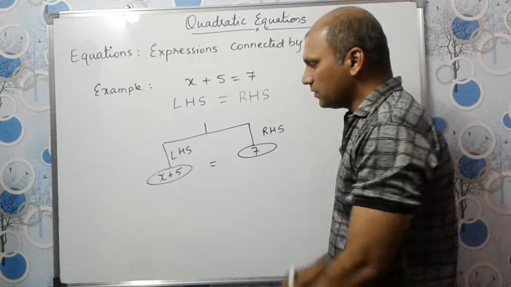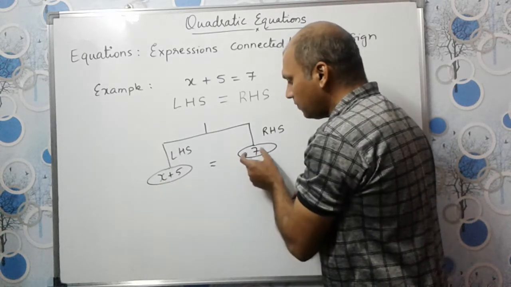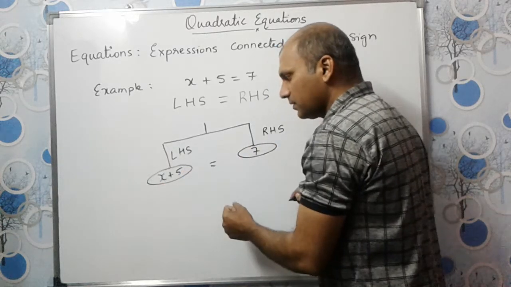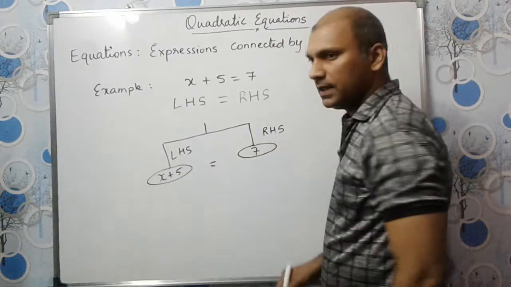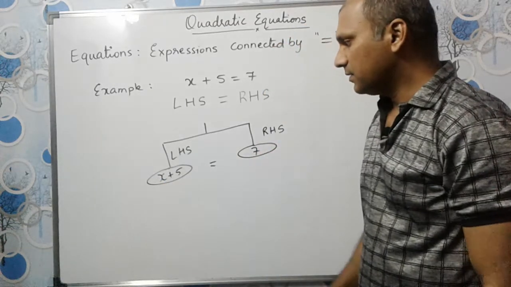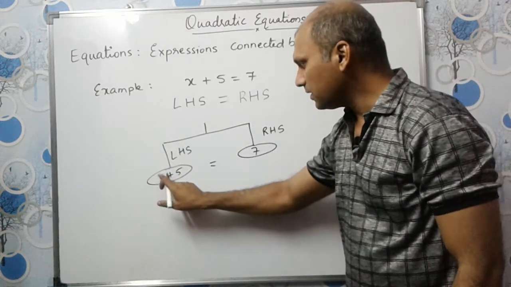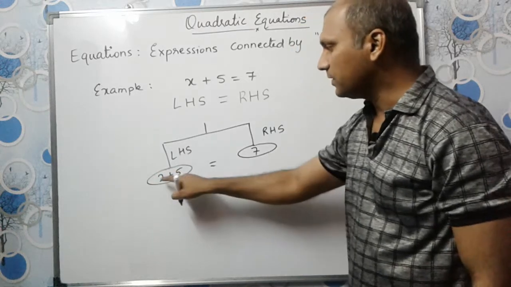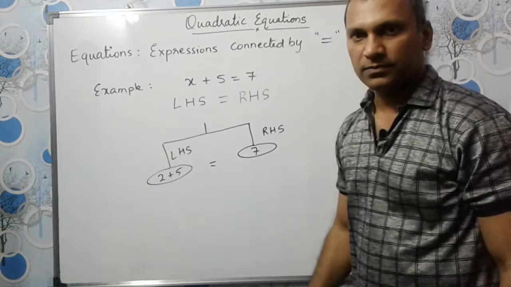Okay, so now tell me what should be the value of x. See here, we have 7 here, we have x plus 5. What should be the value of x so that these two pans are balanced? Tell me, x should be equal to 2. So see here, x should be equal to 2. In place of x, if I write 2, 2 plus 5, it will be 7. 7 is equal to 7.